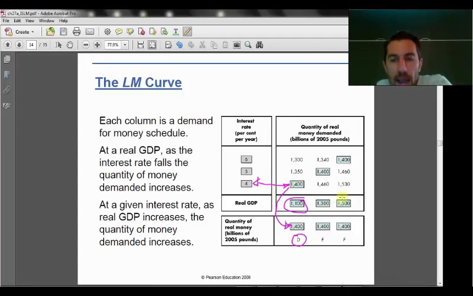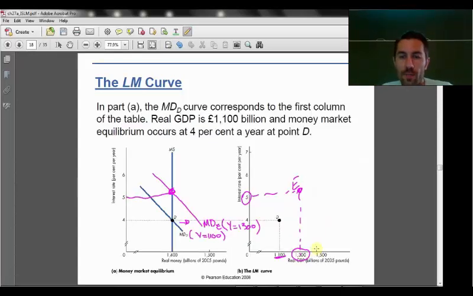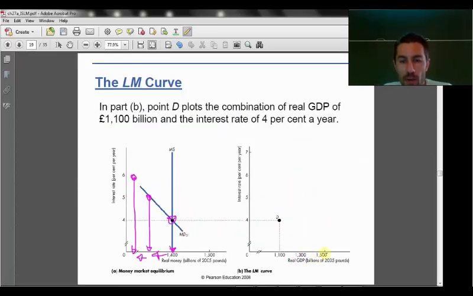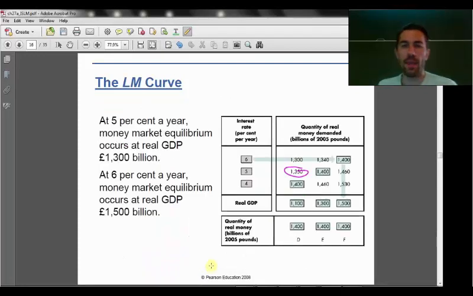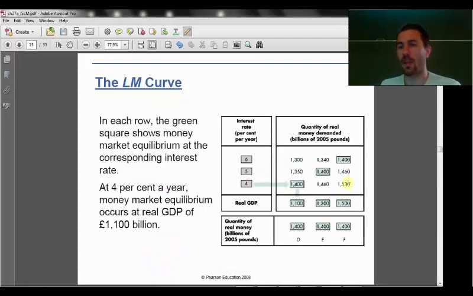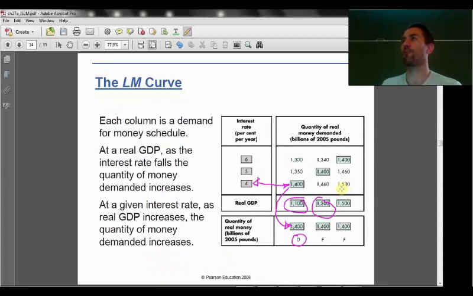When we have a higher level of GDP, 1,300, we can go through the same procedure. At 1,300, at an interest rate of 4%, what's our quantity of money demanded? I don't know, call it 1,450. Does that make sense? It's about 1,450. You with me? Okay, and they say it is 1,460. It's good enough, right?